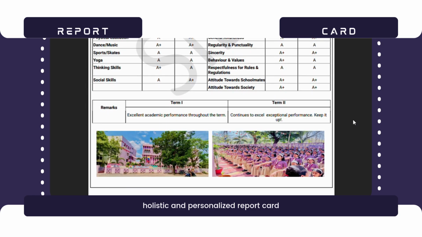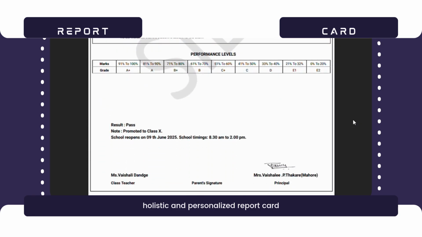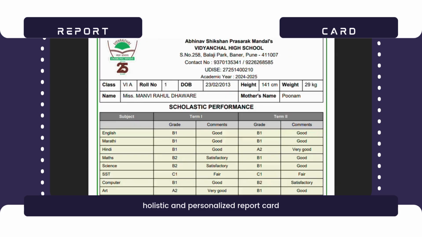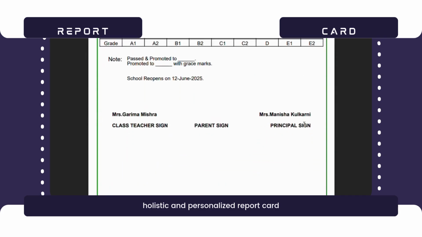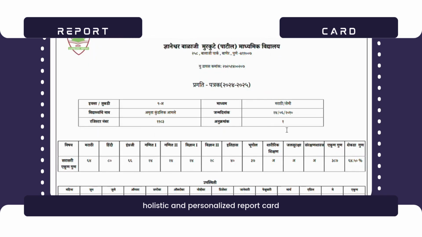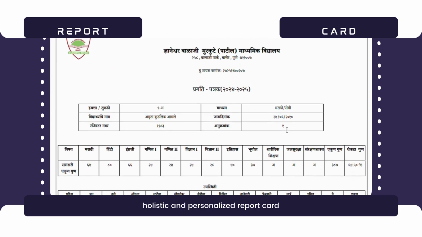Once all data is entered, Myelin automatically generates the report card in the exact format provided by the school. This includes the school logo and header, student details, subject-wise marks and grades, remarks, overall result status, pass-fail, and designated signatures from the principal or class teacher, if required.